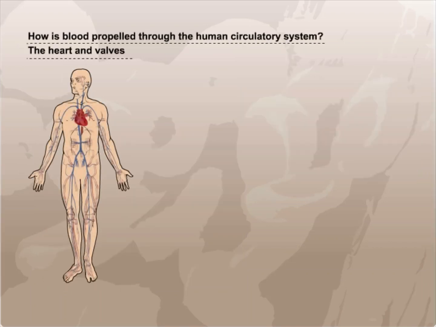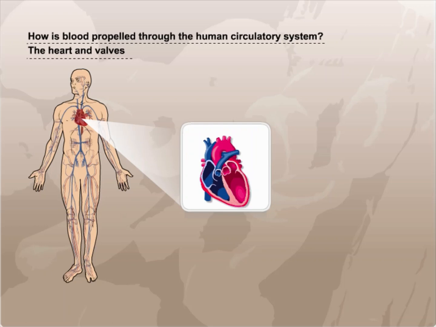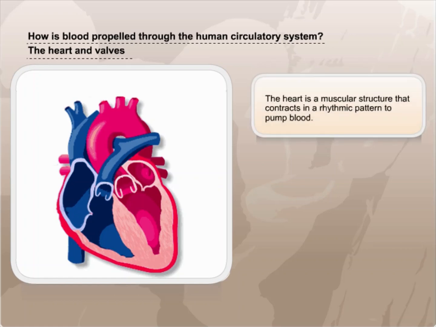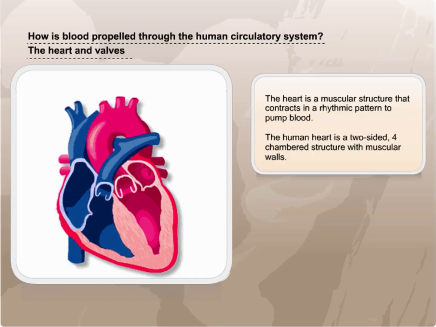The blood is propelled from the heart via the blood vessels throughout the body. So let us look at the structure of the heart to understand how blood is pumped out. The heart is a muscular structure that contracts in a rhythmic pattern to pump blood. The human heart is 2-sided, 4-chambered structure with muscular walls.